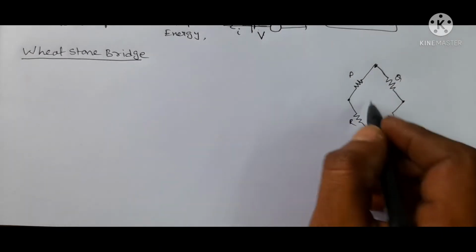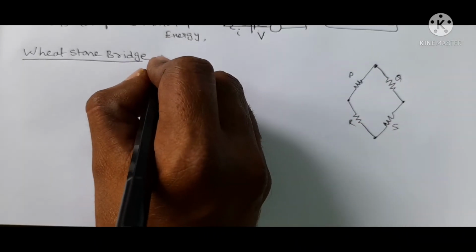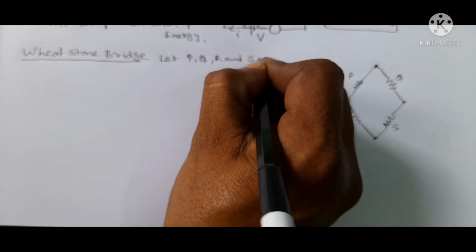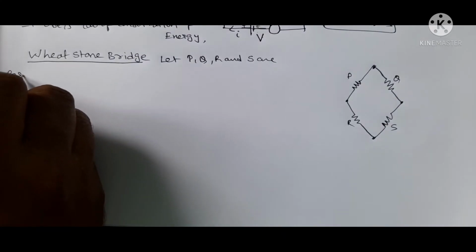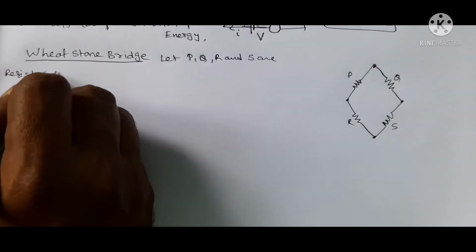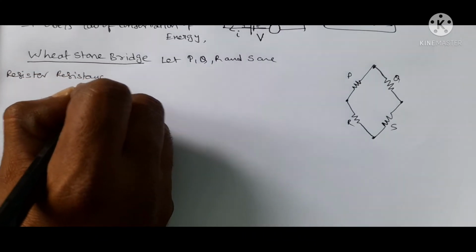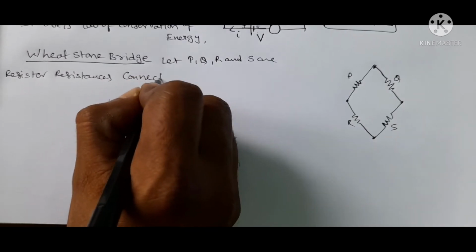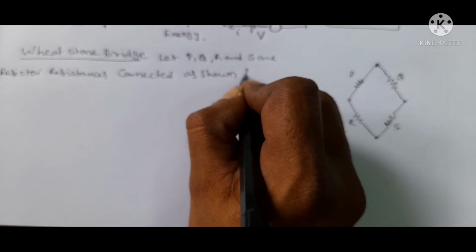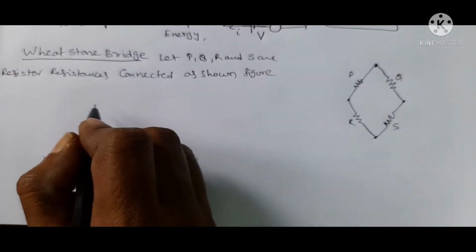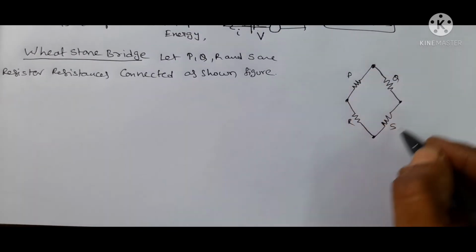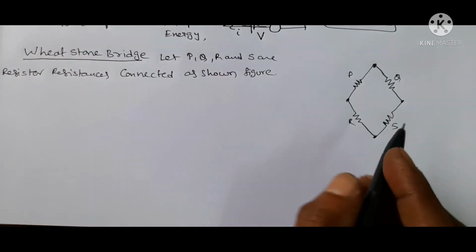Okay. Now we can observe the junctions and all. Here you better write about the circuit. Let P, Q, R and S be resistances connected as shown in the diagram or figure. These are the points, we can say these are the junctions. This is one loop, so we can apply both the laws here.